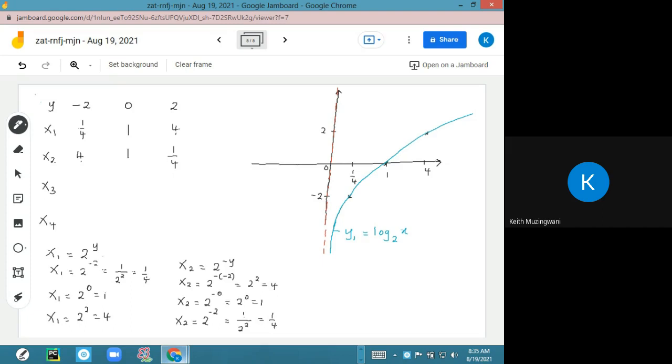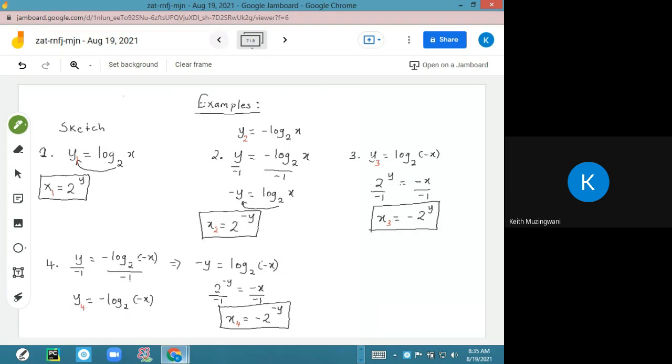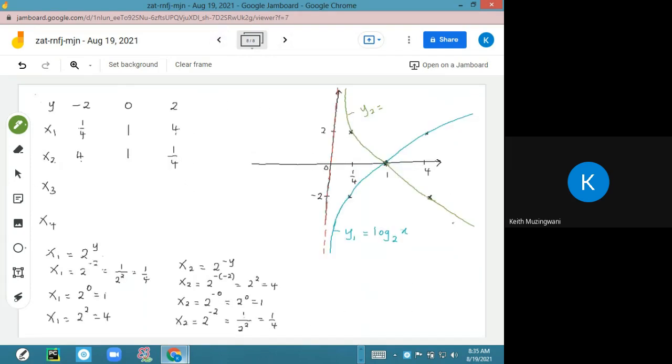I mean -2, 4, 0, 1, and 1 over 4, 2. So we have a point there. And then you can sketch this, still sharing the same asymptote. This is our graph. So this is y2, which is equal to, let's look at the log form of it, negative log 2x.